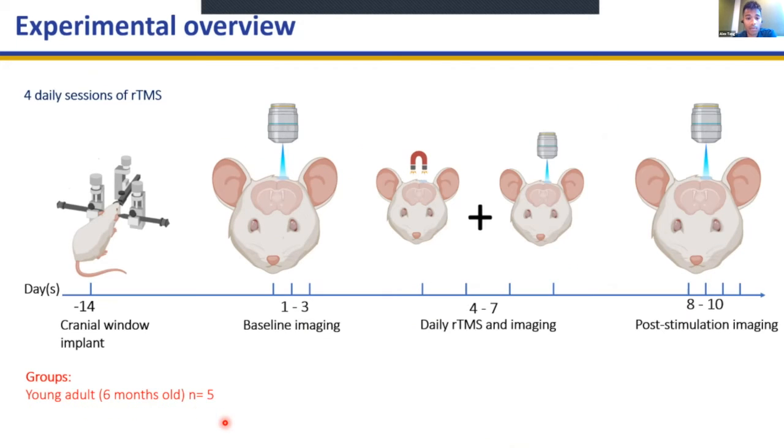Our second experiment was to look at, well, perhaps multiple days or multiple sessions of stimulation is driving more plasticity than a single stimulation. So to do this, we do the same. We put our window into our mice, but this time we give 4 daily sessions of iTBS along with daily imaging, and then we follow it up again with post-stimulation imaging. But it's important to realize this is only done in the young adult mice. We don't have an aged cohort here.